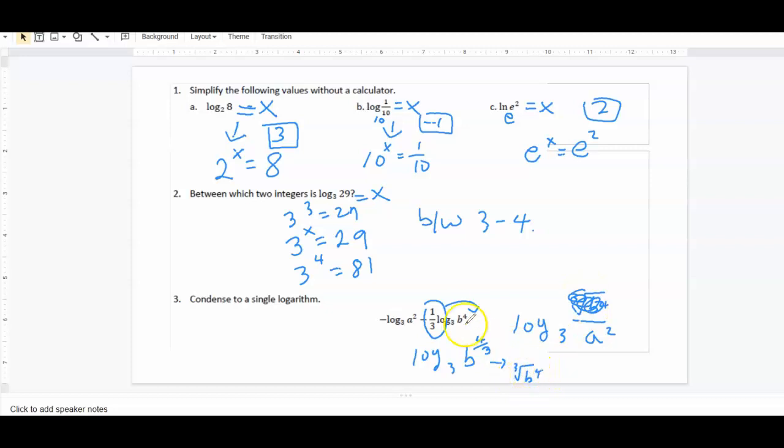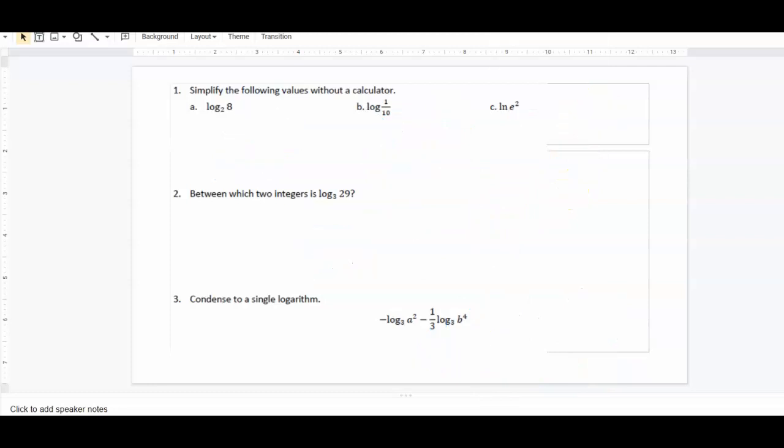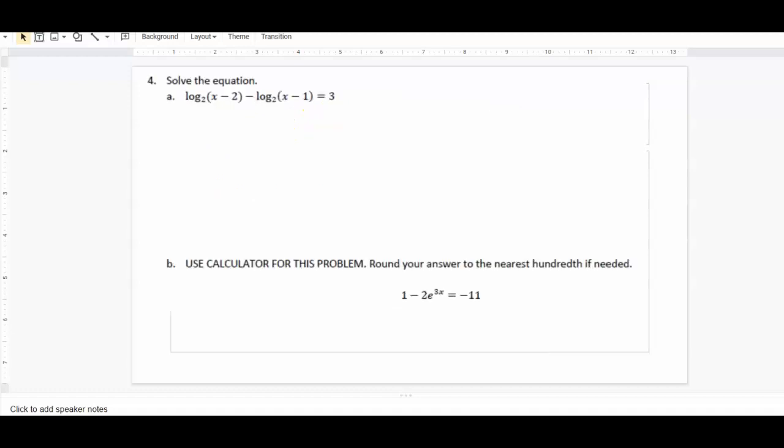Cube root of b to the 4th power, but since it's a negative in the front, where would it go? It will still go in the denominator of the argument and put that 1 on the top as a placeholder. So the final answer is going to be log base 3 of 1 over a squared cube root of b to the 4th power. Okay? Alright, if you did not understand that, you can always go back to the video and rewatch it. Okay? Alright, I'm going to keep going on.